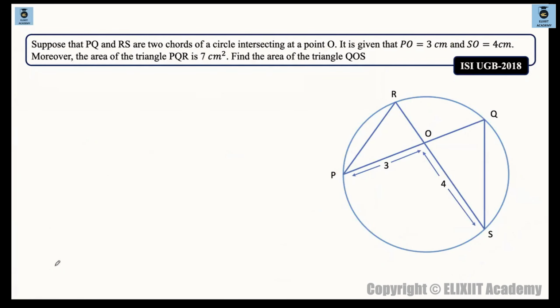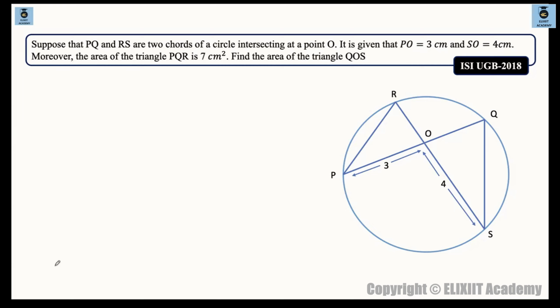Chalo, next question is from UGB 2018. What is the question saying? Suppose that PQ and RS are two chords of a circle intersecting at a point O, and it is given that PO is 3 centimeter, SO is 4 centimeter. Moreover, the area of triangle PQR is 7 centimeter square. We have to find the area of triangle QOS.